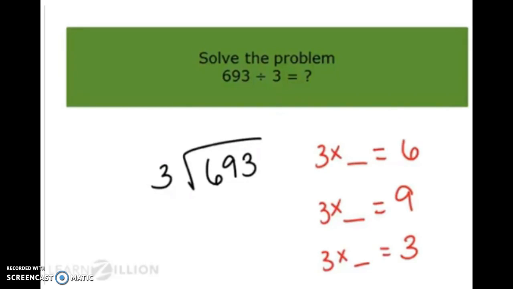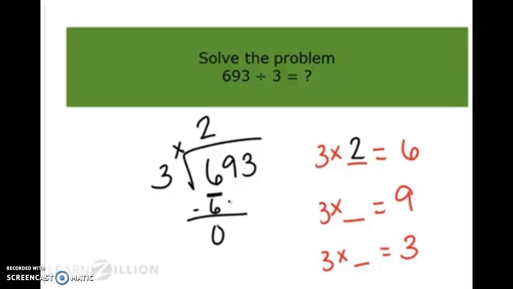Let's see how this works in a problem. Let's say we were given the problem 693 divided by 3. Again, I need to think about what times 3 will give me 6. So I need to use my knowledge of multiplication facts. I know that 3 times 2 is equal to 6. So I'll place the 2 at the top and do the multiplication.